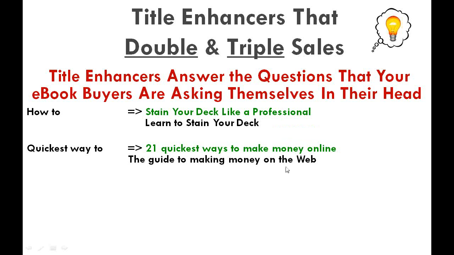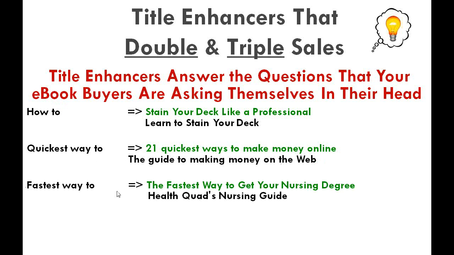Kim says the first, 21 quickest ways to make money online. Absolutely, because it answers a question: what are some of the quickest ways to make money online? So how to, quickest ways to, things like fastest way to. Here's another example. Who gets this one first? The fastest way to get your nursing degree versus an ebook titled something like Health Quad's Nursing Guide. Which one stands out? Which one answers the question? Absolutely, says Rose. The first one, the fastest way to get your nursing degree.